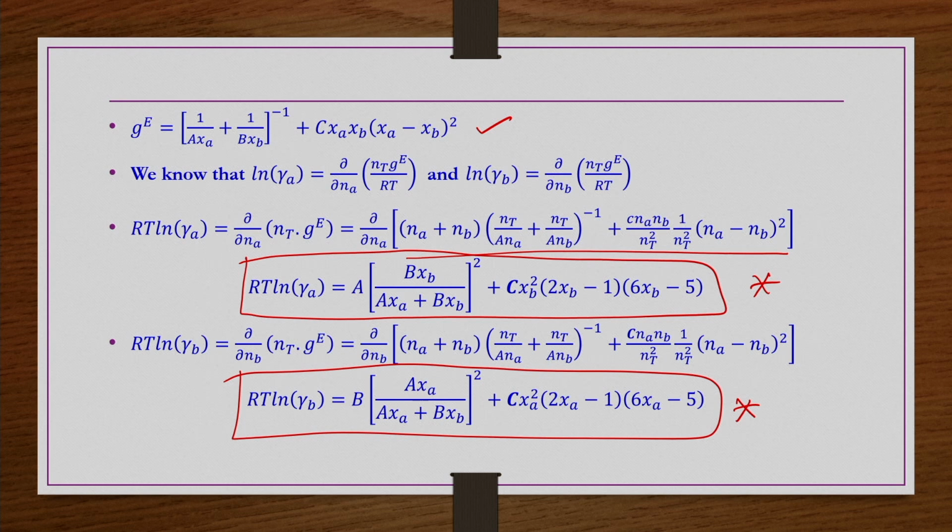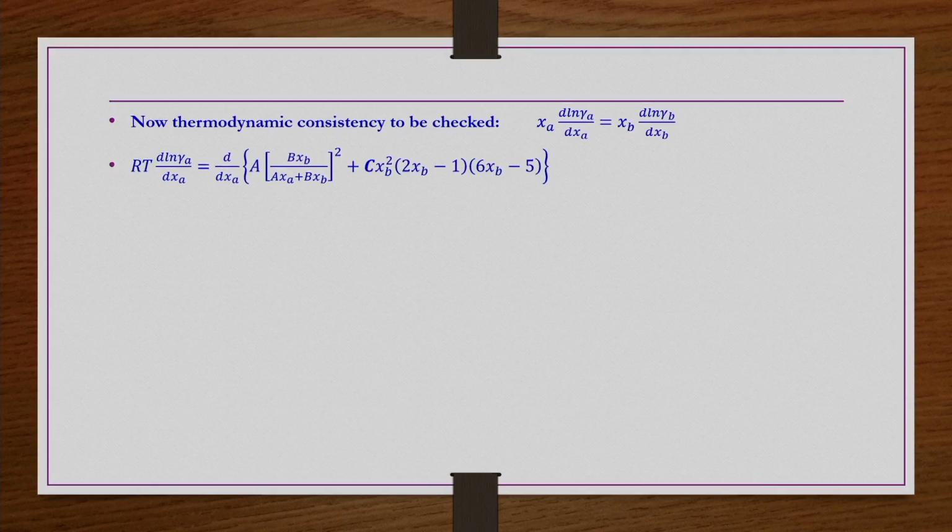Simply differentiation and then rearrangement, so straightforward one can get. Now we have to do the thermodynamic consistency check. For that purpose, what we do? We check whether sigma xi dln gamma i is 0 or not. That means xa dln gamma A by dxa should be equal to xb dln gamma B by dxb.